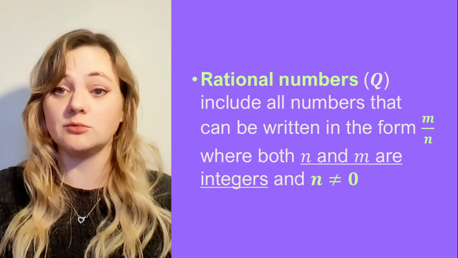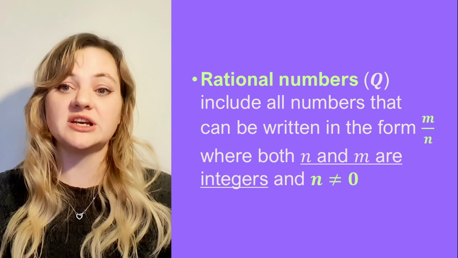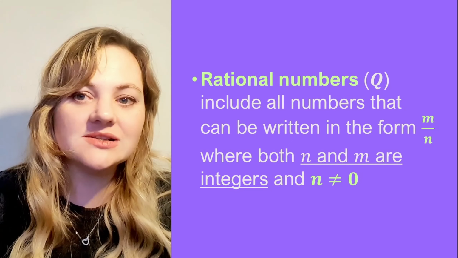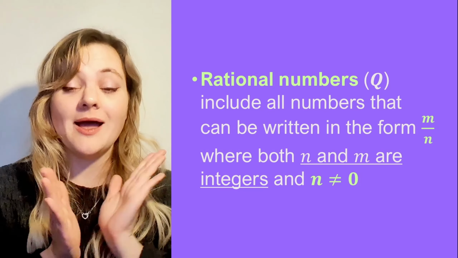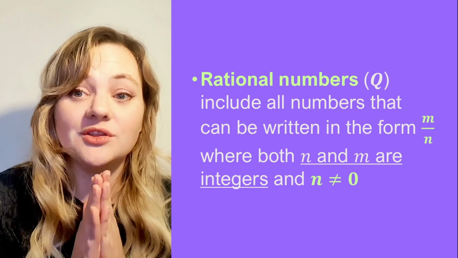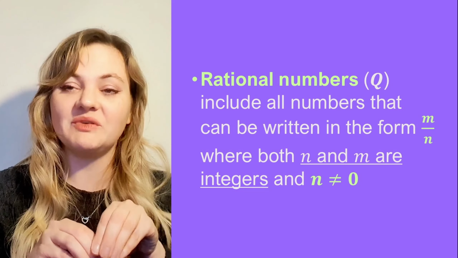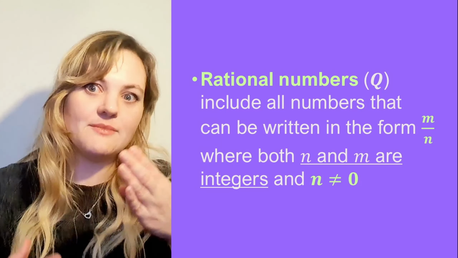So why a Q? I don't know. Okay. Q includes all numbers that can be written in the form m over n. So basically what that means is this includes all the numbers that we learned about up until now, and also all the fractions. But m and n both need to be integers. So you cannot actually write it as m n, okay?